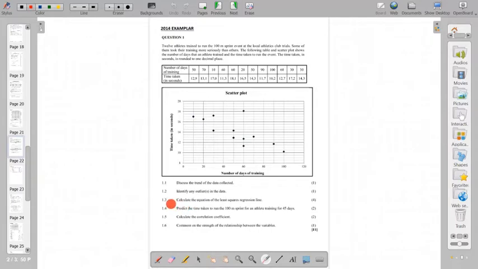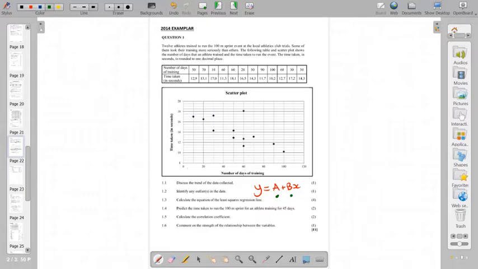Now, 1.3 is our regression question. That's from the calculator. The regression equation is given in the formula sheet as y equals a plus bx. So using the calculator, we will get the values of a and b, and then we'll write the answer. So just be careful entering the data incorrectly in the calculator and getting those values correctly.